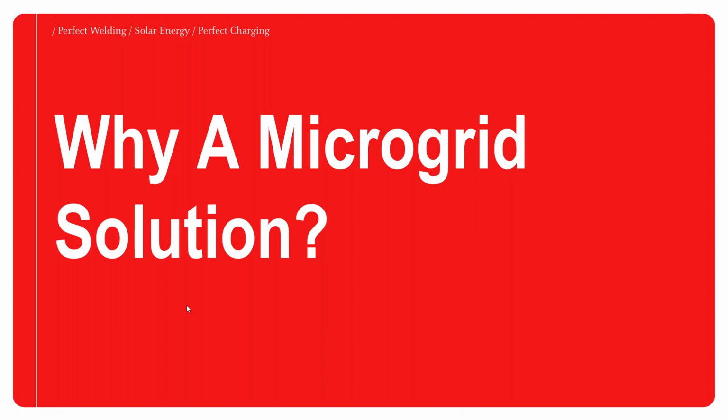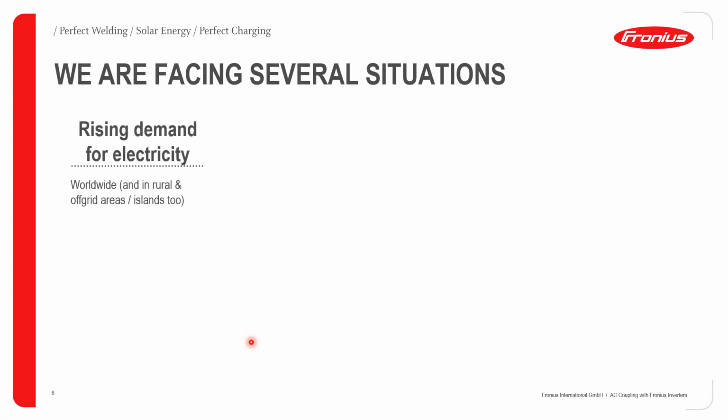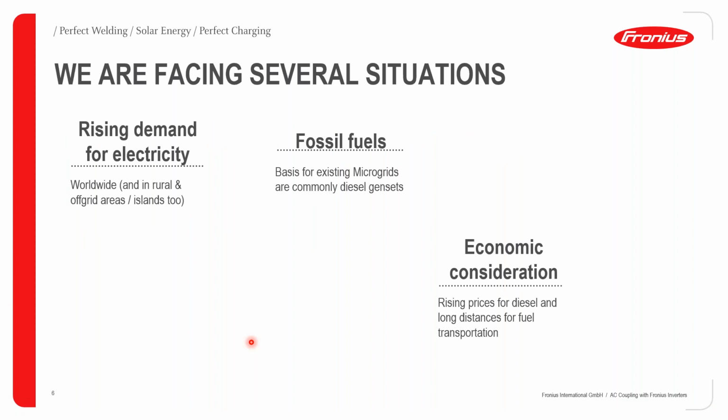So let's get started and look at why in the first place to think about having a microgrid solution. As it stands at the moment, there are quite a number of situations that we are currently facing. Number one is that we are facing an ever-increasing demand for electricity worldwide, and this has been seen also in rural areas, where some are off-grid, and others are in island situations where they do not have access to the national grid.